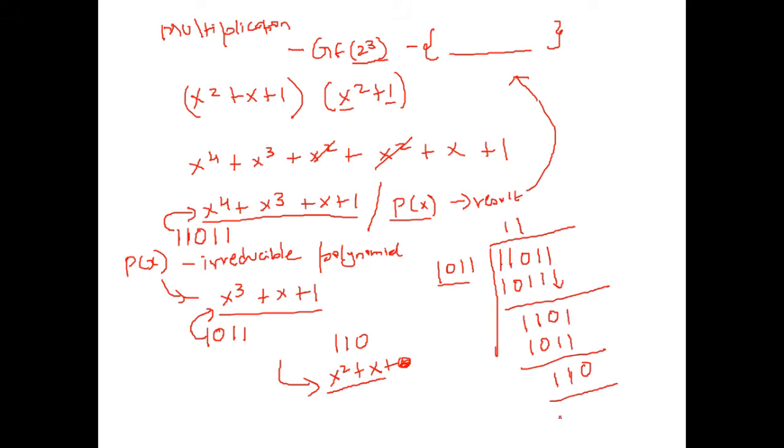If you get the remainder to be 111, what will be the polynomial? It will be x^2 + x + 1. If your remainder is just a 1, what will be the output? That will be the last term, right? So your output will be 1.